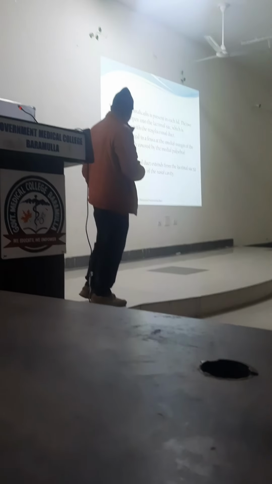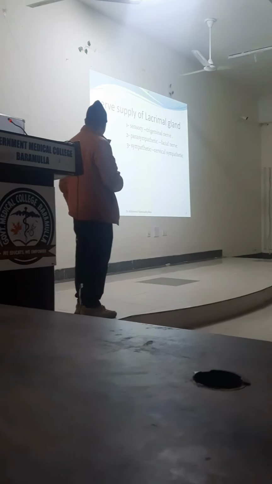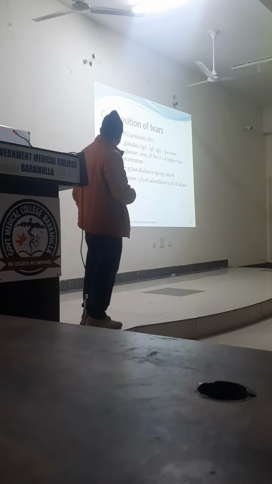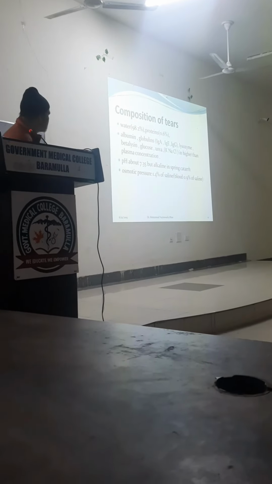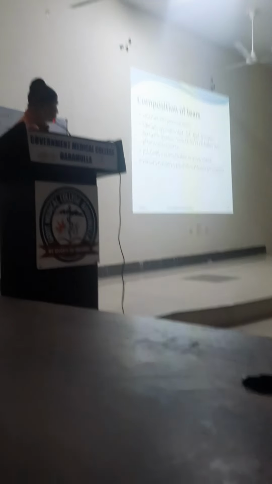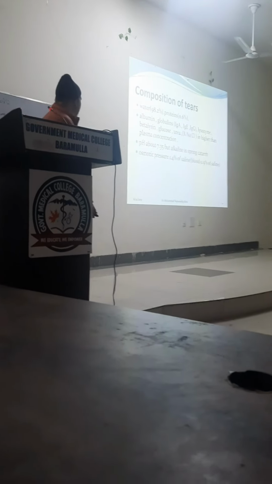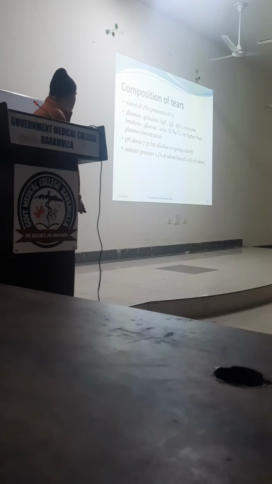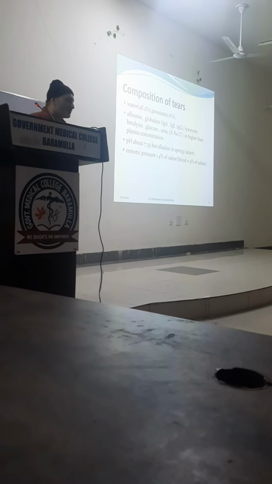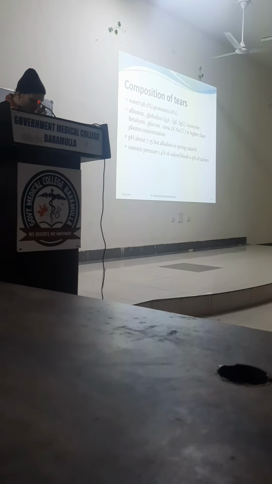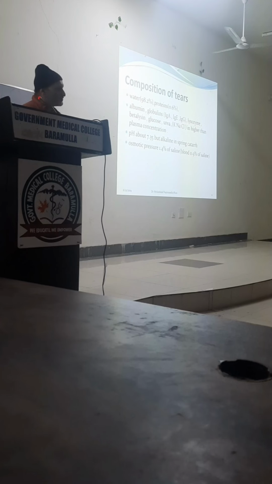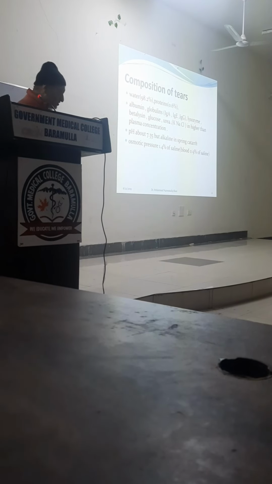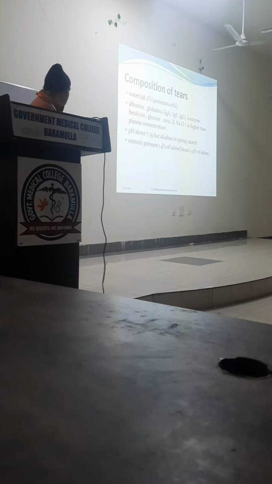These things I already talked about. So tears have 98% water, then protein, albumin, globulin, then lysozyme and urea, then potassium, sodium, and chloride, which are higher than in the plasma. Then the pH is 7.3, and the osmotic pressure is equal to 1.4% saline. So these are the tears.